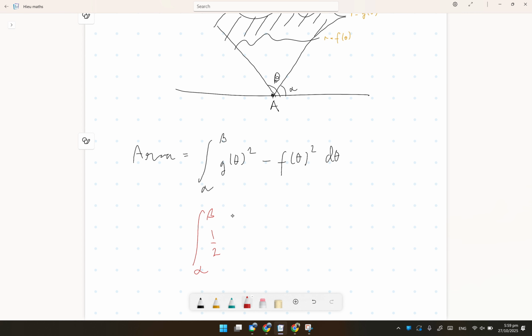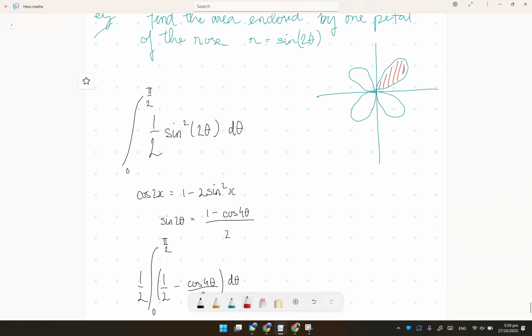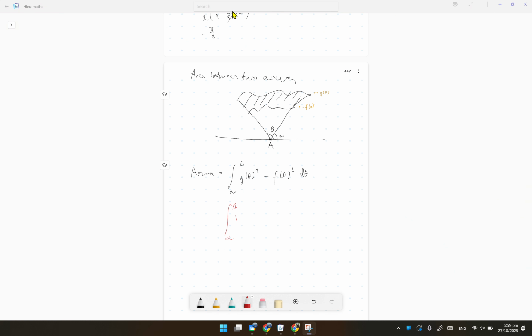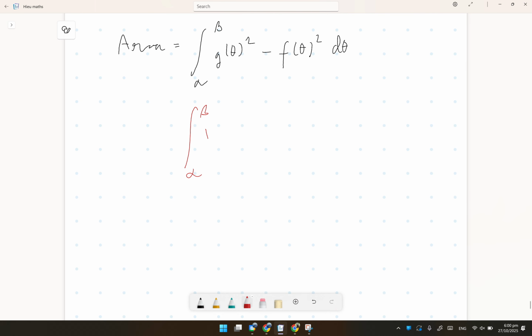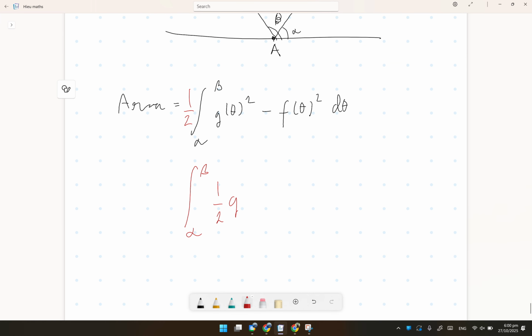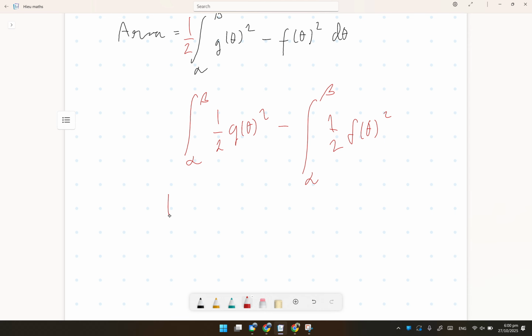Wait, no, there is no 1/2. Is there? Give me a second. Okay, yes, there is in fact 1/2. I copied this wrong. So this is going to be 1/2 of the top one, which is g theta, and that squared, right? Minus the integral from a to b alpha of beta of 1/2 f of theta. That's the bottom one squared.